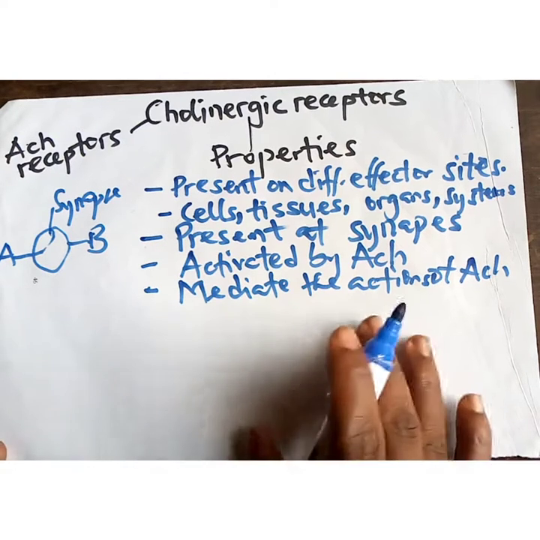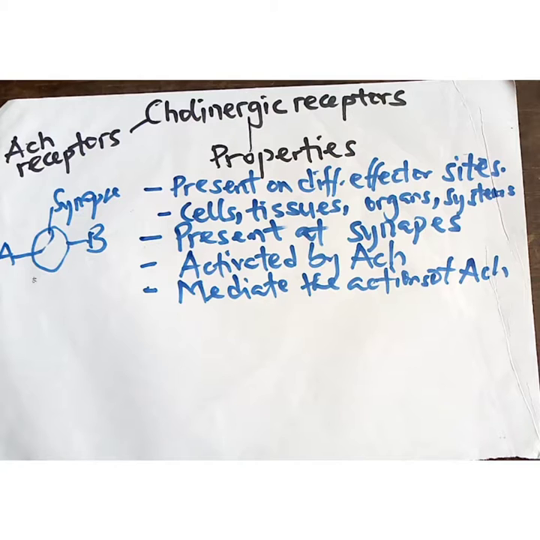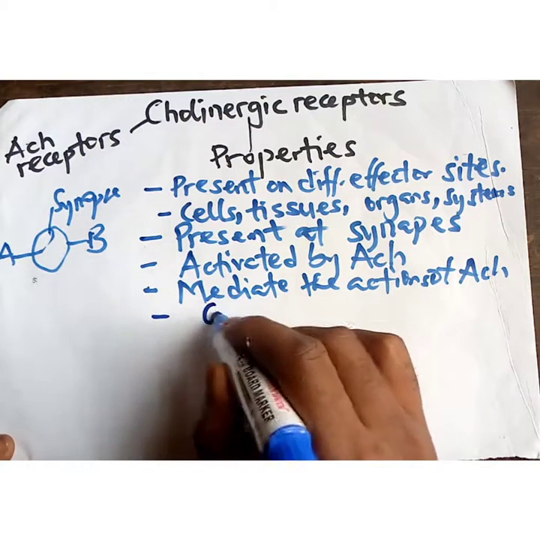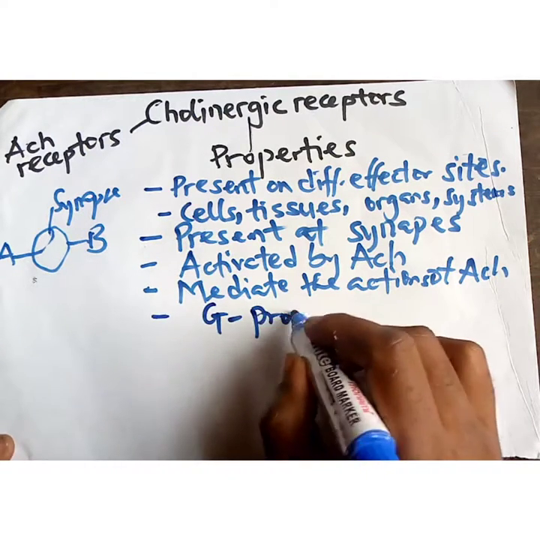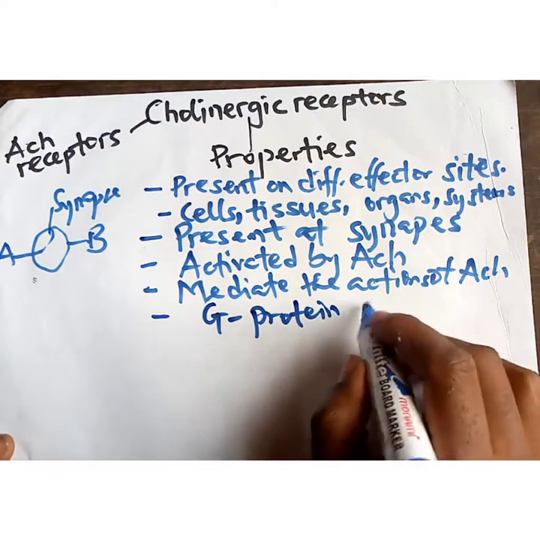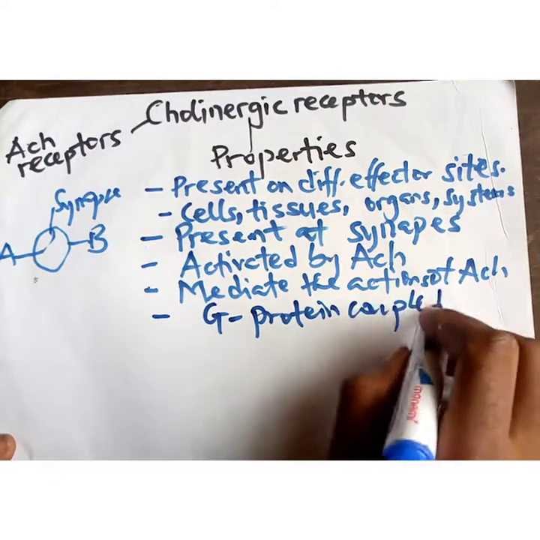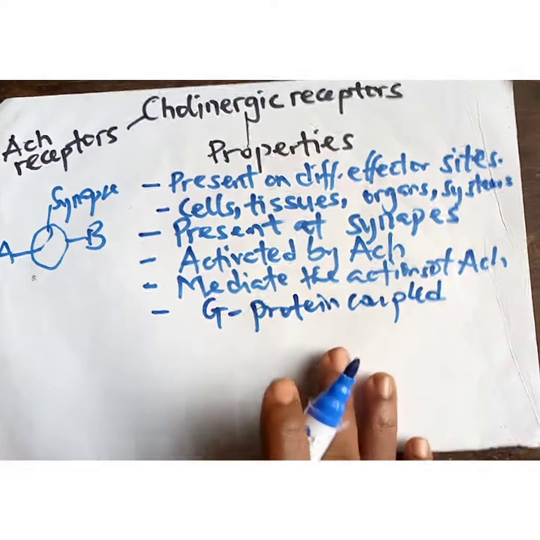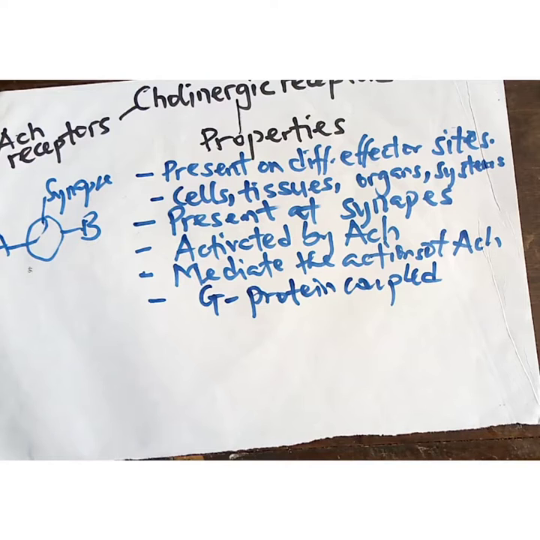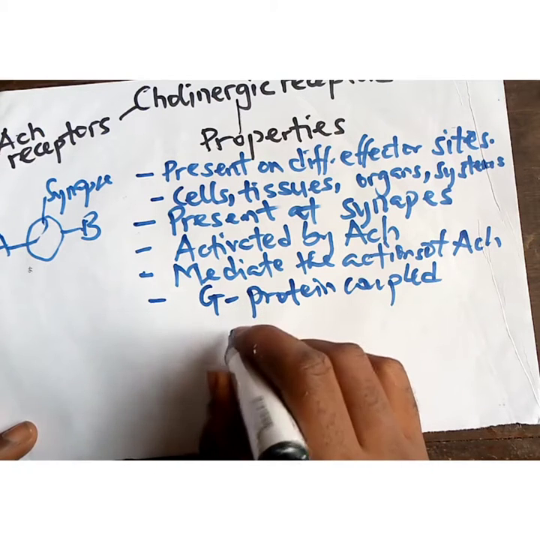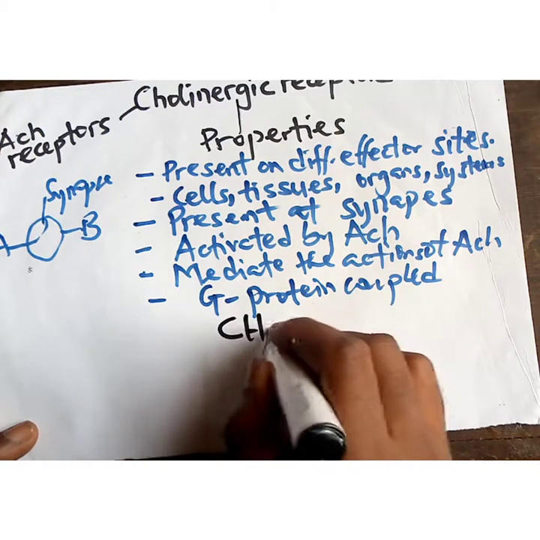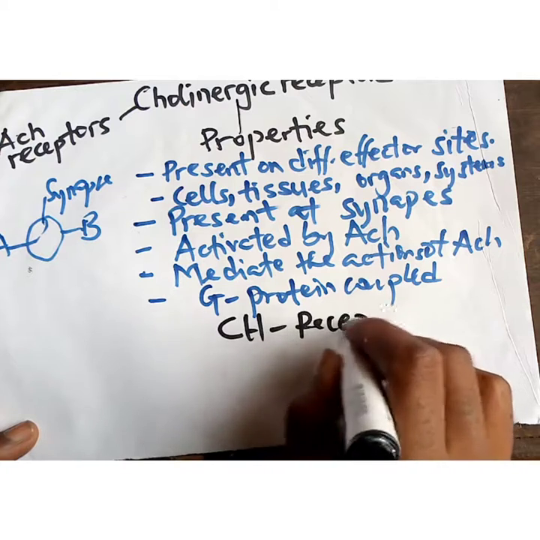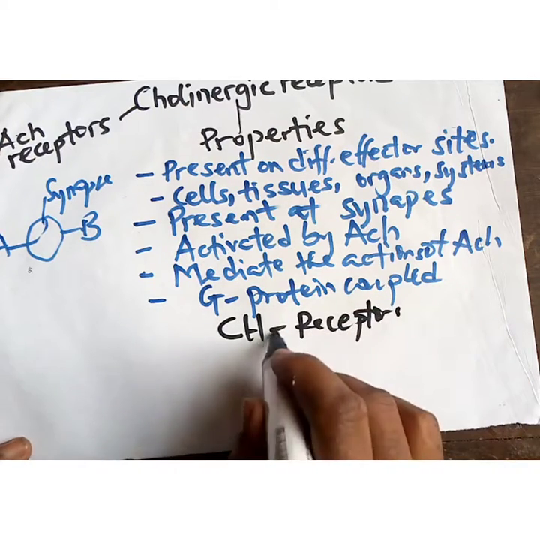And some of these receptors are also G protein coupled receptors. So basically, the cholinergic receptors are divided into two major groups.